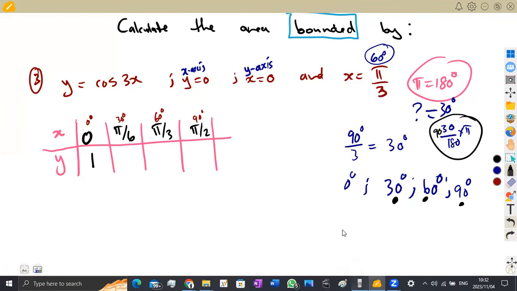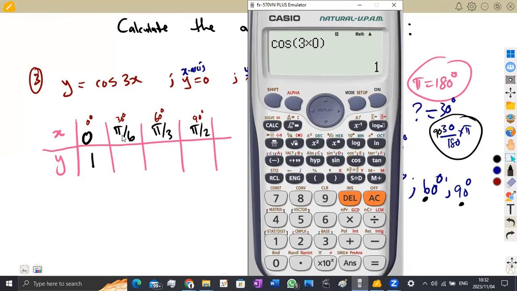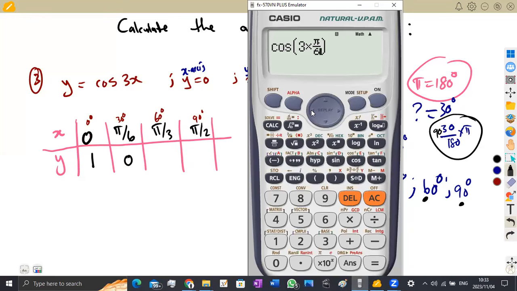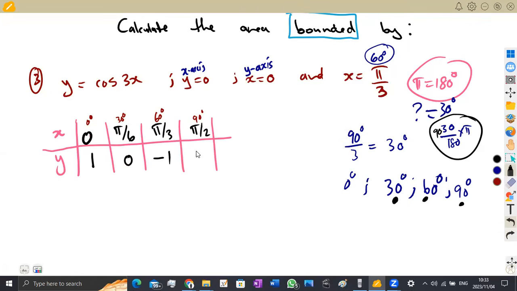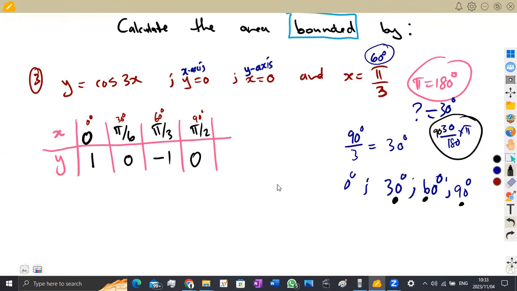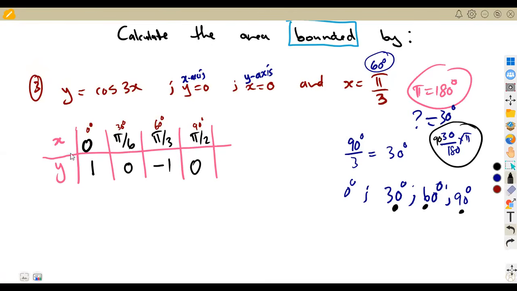Okay, we move on to this part. If our x is pi over 6, you're going to substitute pi over 6 in place of 0 here. So that is pi over 6 like this, which gives a 0 in this case. Then pi over 3, our x this time is pi over 3, which is going to give us -1. Then pi over 2 for 90 degrees, you're going to have pi over 2 like this, which is going to give us a 0. All right, so these are the values that correspond to the x values that we are given here.